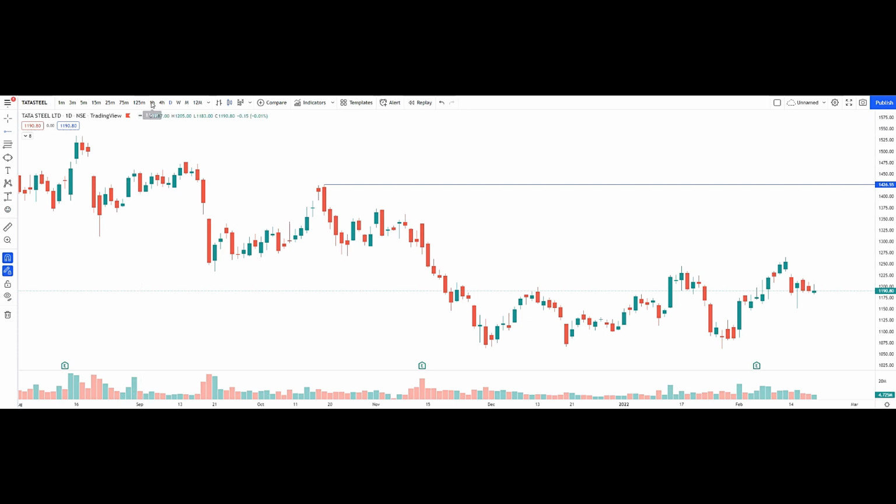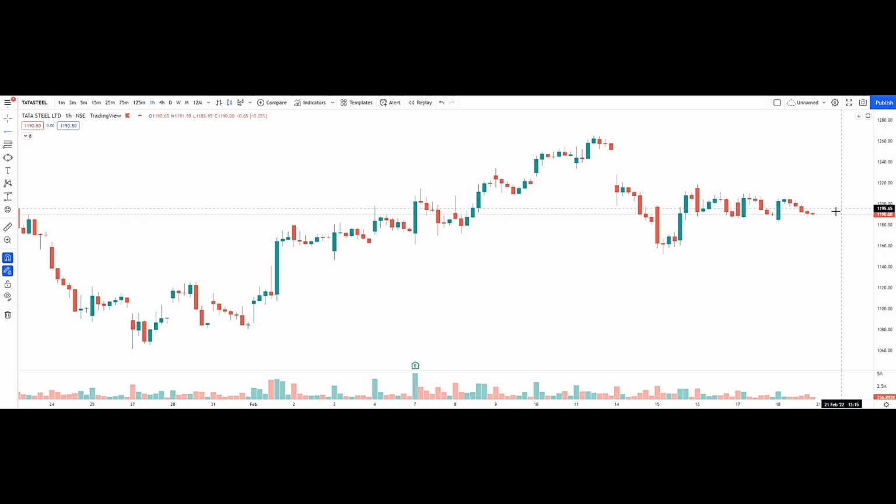Have a look at this. If we select 1 hour, then this last candle is starting at 15:15 and it will end at 15:30. This candle is starting at 14:15, ends at 15:15. Let us check 75 minute.